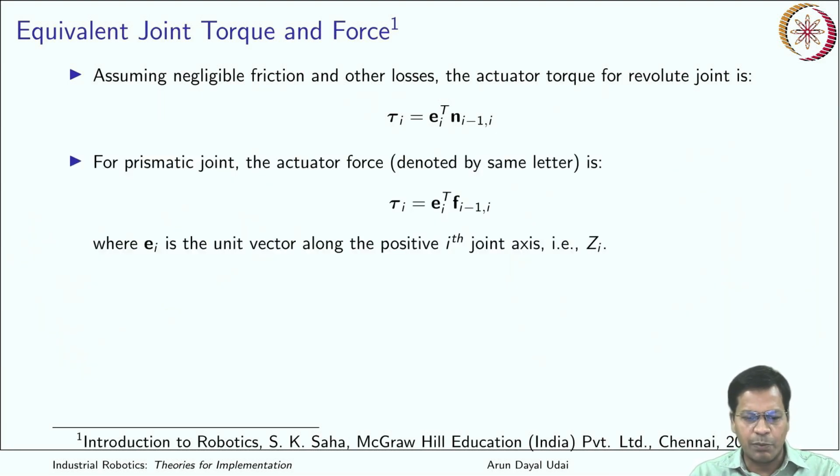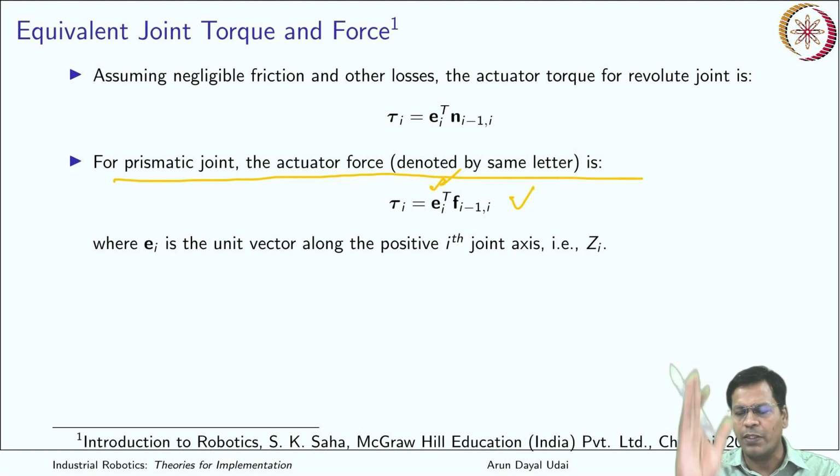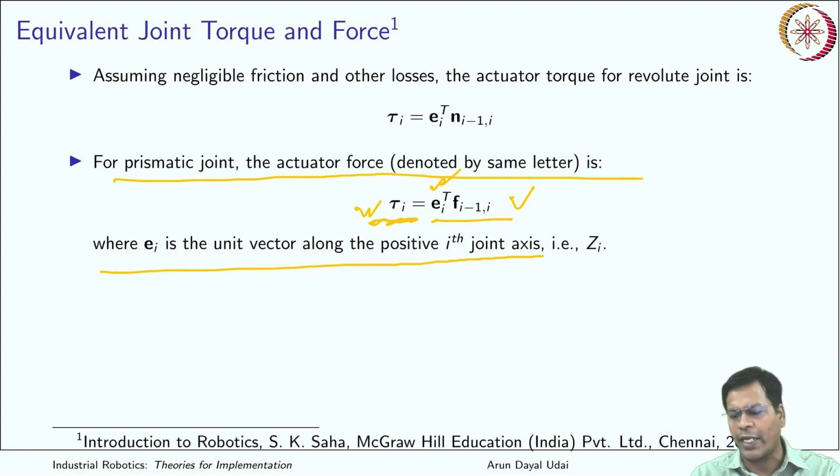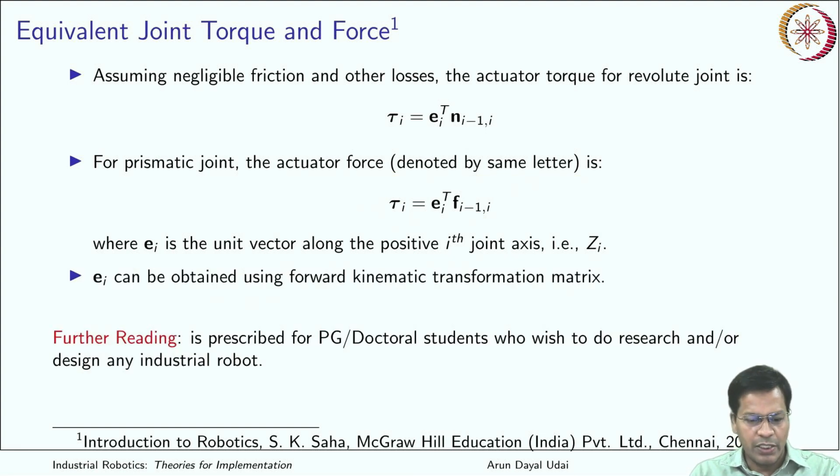If it is a prismatic joint, you have to convert the force again. Take the projection of the forces coming there along the axis vector. The axis of the prismatic joint, you project that, and you get tau again. I am using the same symbol for the torque as well as the force, so it is a generalized torque and force. Here e_i is the unit vector along the positive joint axis, that is along Z_i. Got it? So e_i can be obtained using the forward kinematics transformation matrix. You know that very well now.